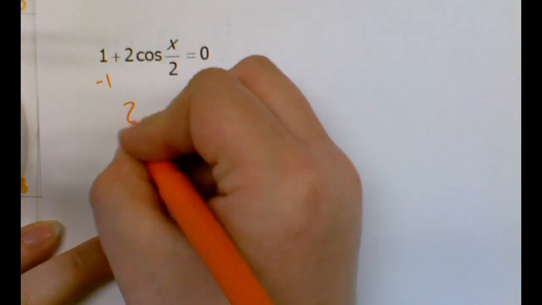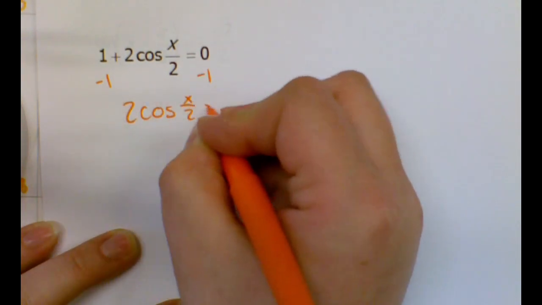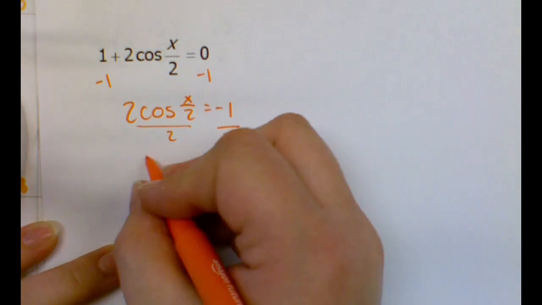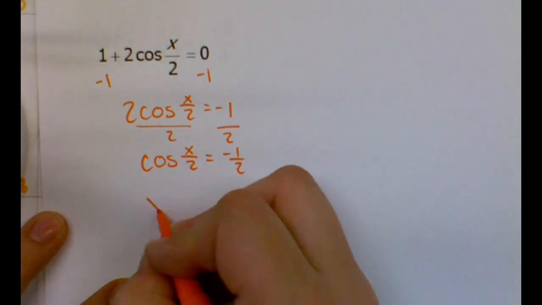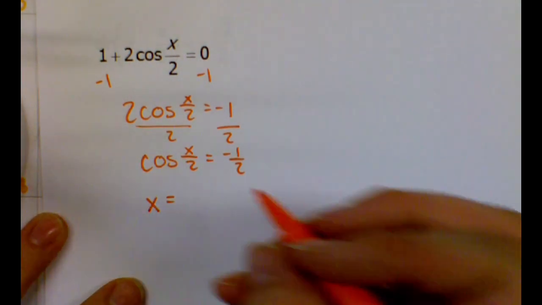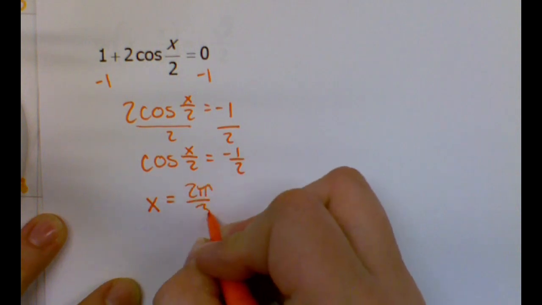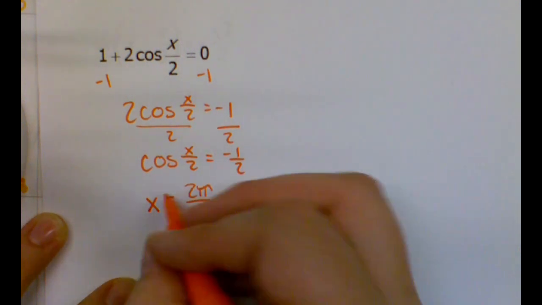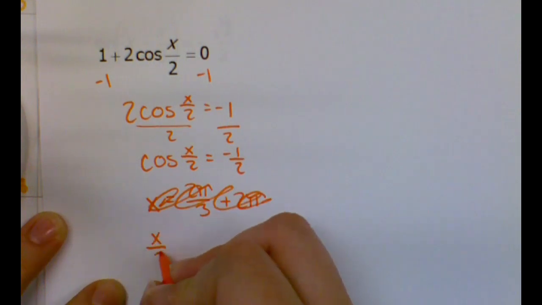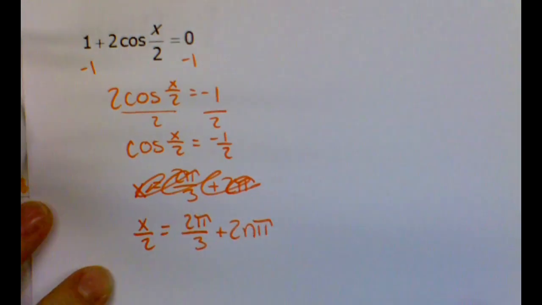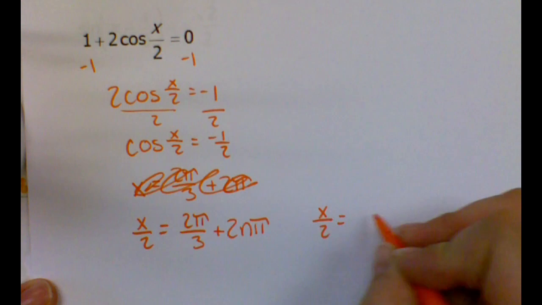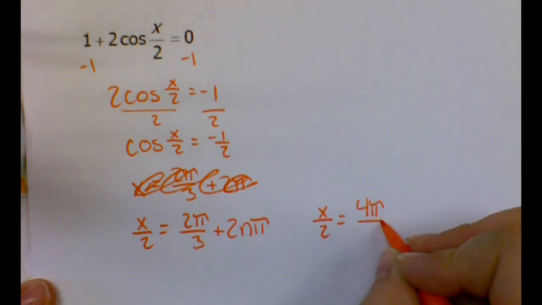All right, same type of deal with the cosine. I'm going to start by subtracting the 1. I'm going to divide by 2. And then I'm going to say, all right, where does cosine equal -1/2? 2 pi over 3 plus 2n pi. Oops, wow, I'm just writing all sorts of things wrong. Sorry. X over 2 equals 2 pi over 3 plus 2n pi. There we go. And x over 2 equals 4 pi over 3 plus 2n pi.